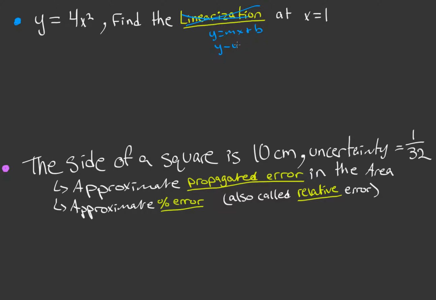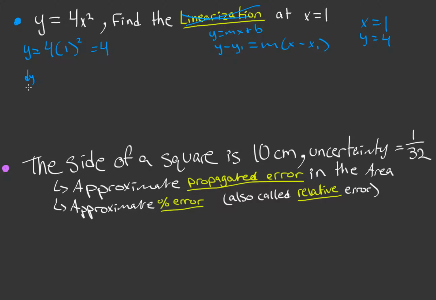So I'm going to use my y minus y1 equals m times x minus x1 point slope formula. This makes life really easy. So if I have y equals 4x squared at x equals 1, let's figure out what my y and my x is. So y is equal to 4 times 1 squared, like we have here, which equals 4. So we know that x equals 1, y equals 4, and then what we'll have to do is just find our m, which is our slope.